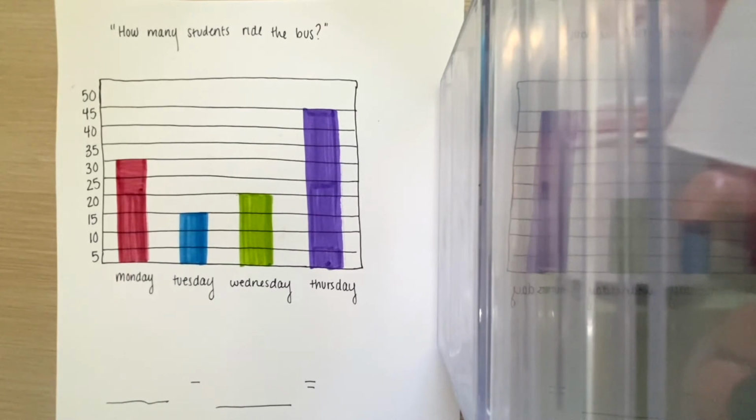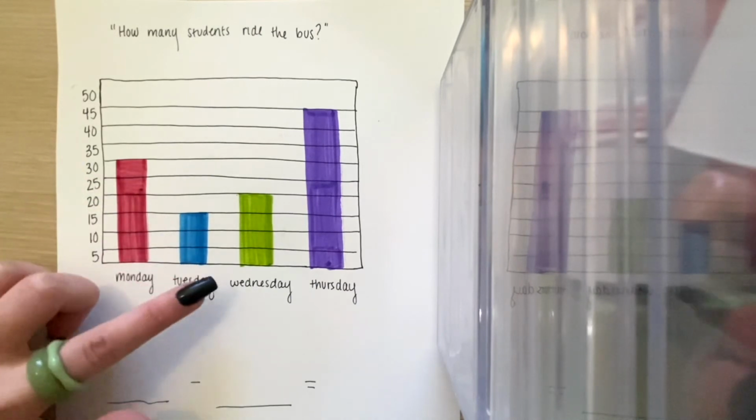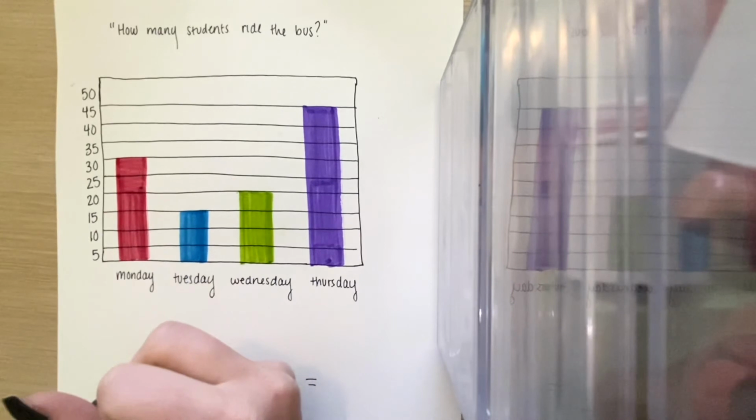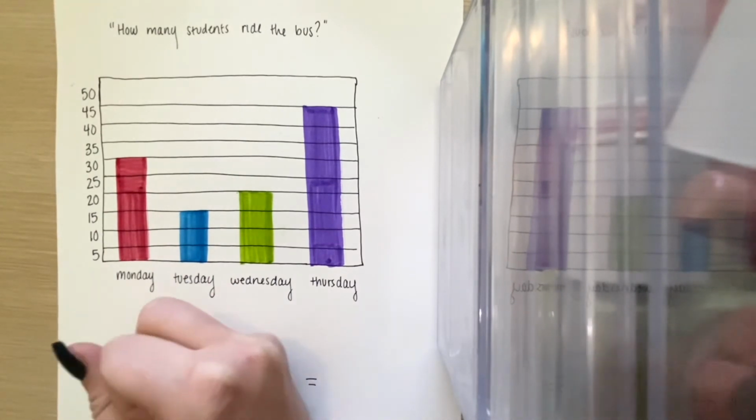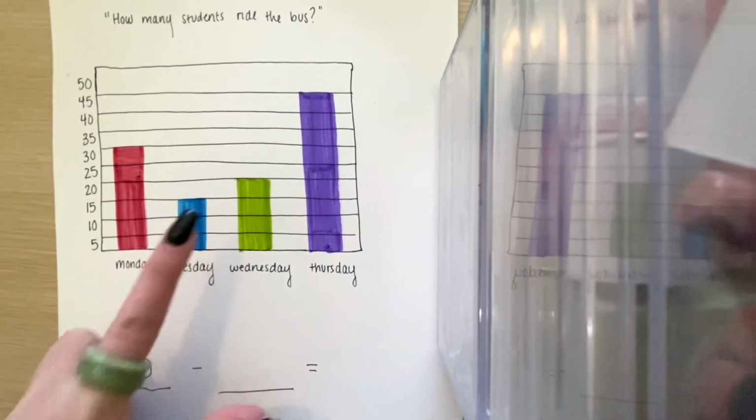First, remember to locate them on the graph. Search for Monday and Wednesday. As you can see, we have Monday at 30 and Wednesday at 20. Therefore, you're going to start to set up your equation. You need to have how many Monday bus riders first. Therefore, you should have what? Yes, 30. 30 minus how many Wednesday bus riders, which remember we were at 20.